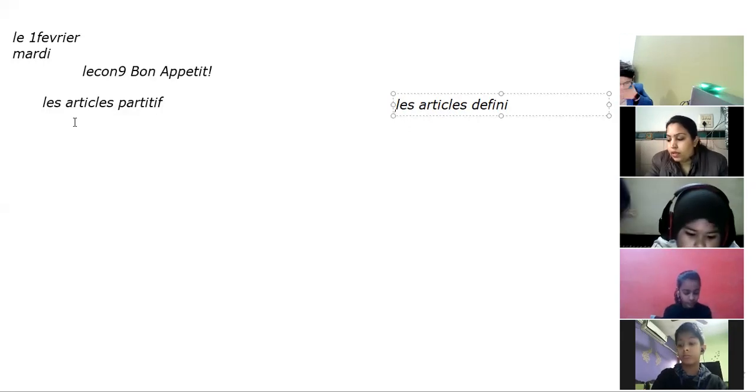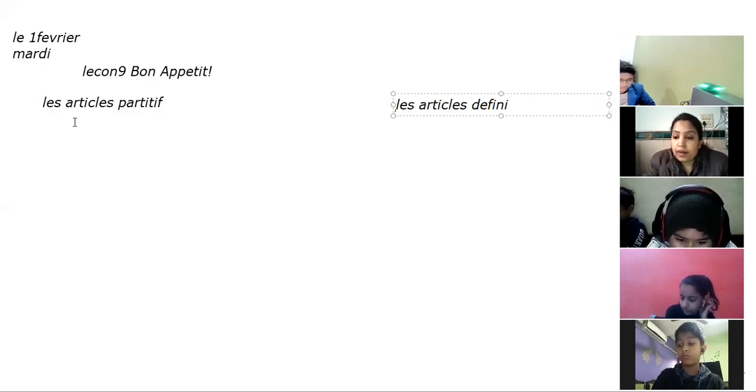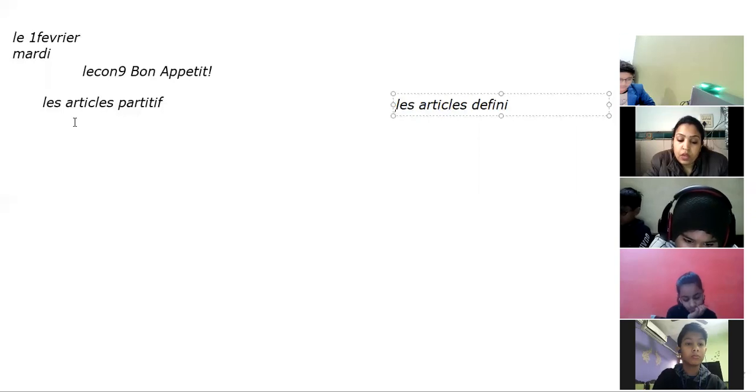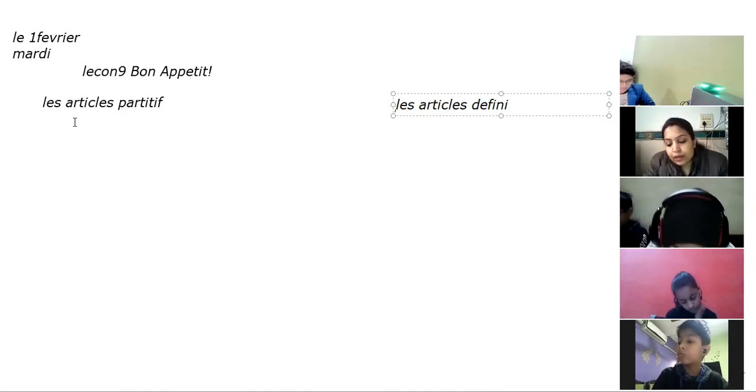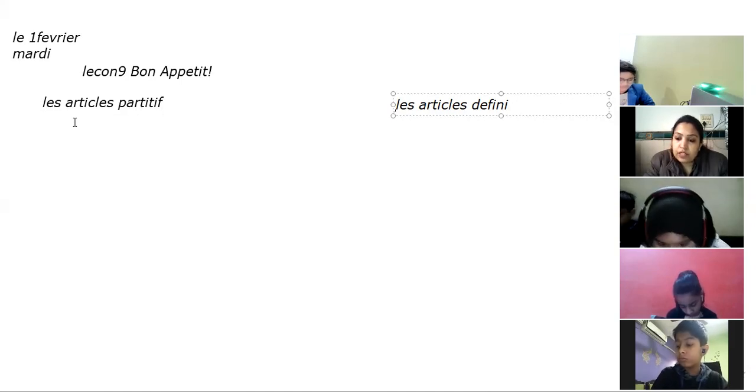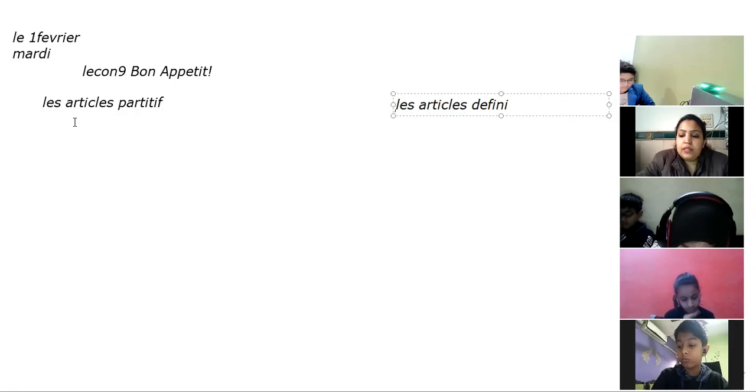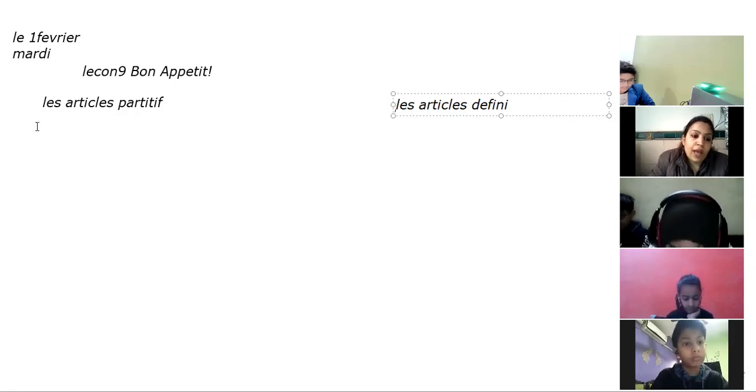Basically, what is article partitif? They are formed in the same manner as the contracted articles with the preposition de. The partitive articles are always used to denote quantity. And what type of quantity are they used to denote? Unknown quantity. These articles are always used with eatables, the food items. And in English, if I translate, it means some.